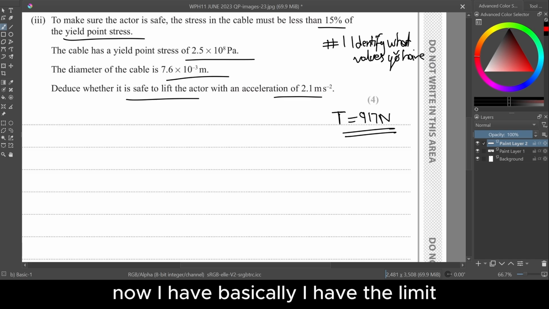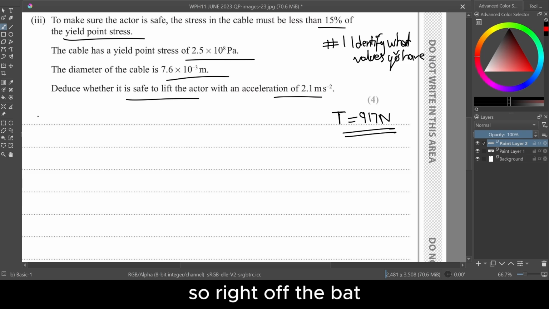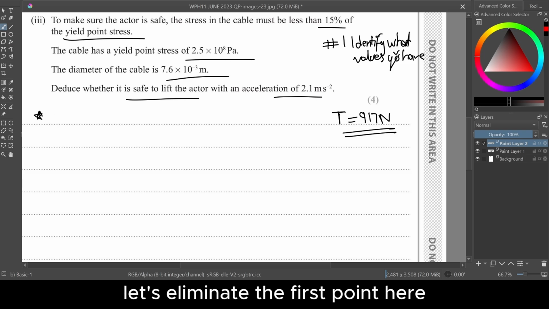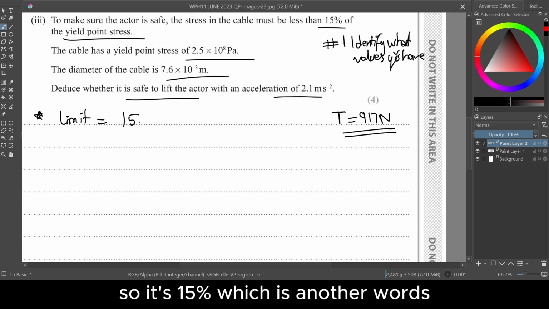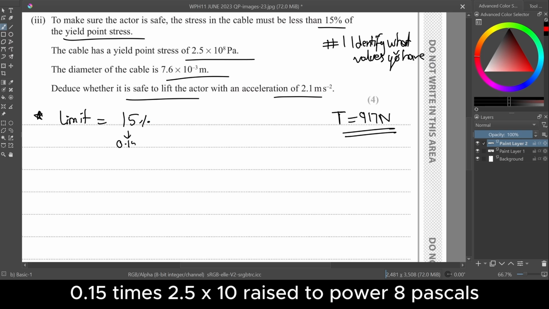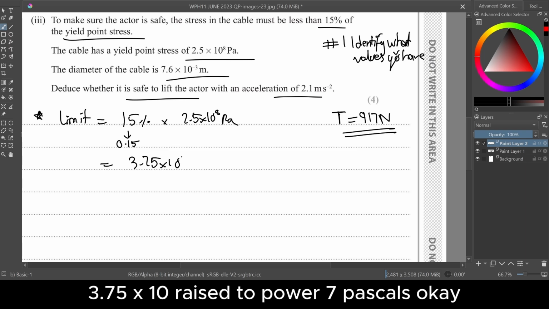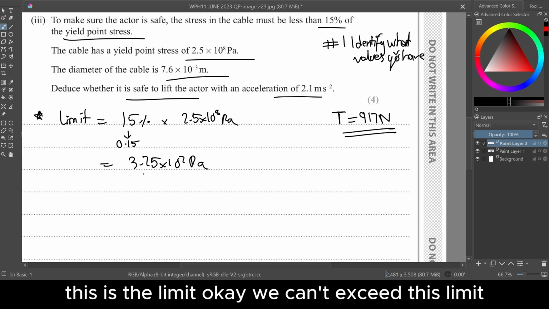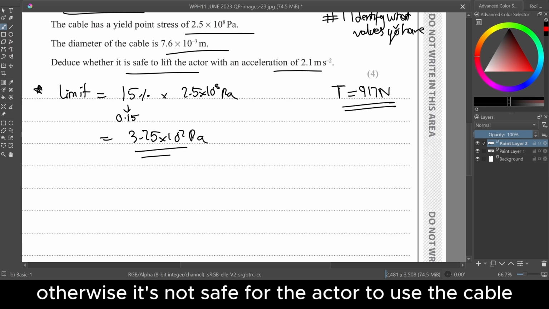Now I have the limit, I have the diameter, and I need to find the stress. So right off the bat, let's eliminate the first point here. Let's figure out the limit we have. It's 15%, in other words 0.15 times 2.5 times 10 to the power 8 pascals. If you solve this, you will get 3.75 times 10 raised to power 7 pascals. This is the limit. We can't exceed this limit, otherwise it's not safe for the actor to use the cable.